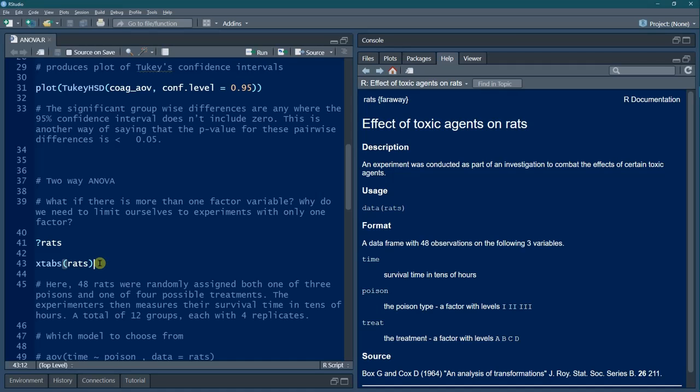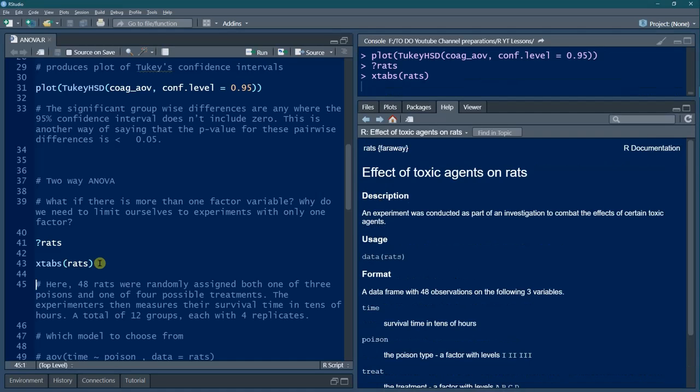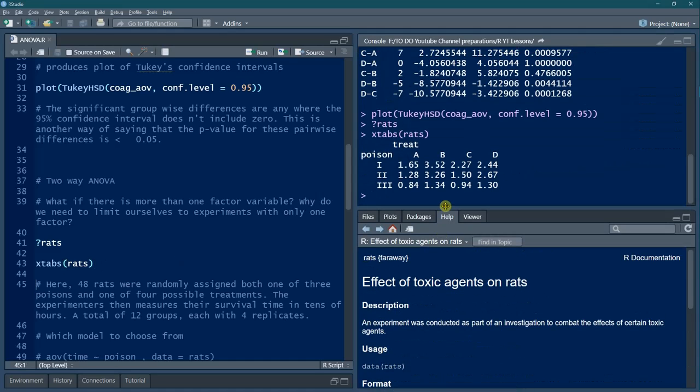So first let us see the data tabulated nicely using xtabs, contingency table. Now in fact, the method of tabulating the data using table and xtabs and various other methods is what we are going to see in the next video. So we have formed a nice contingency table here. So this is poison 1, 2 and 3, and these are the 4 types of treatment.